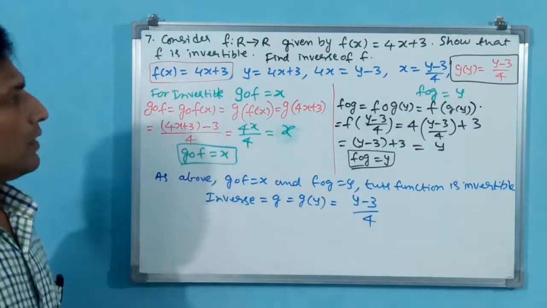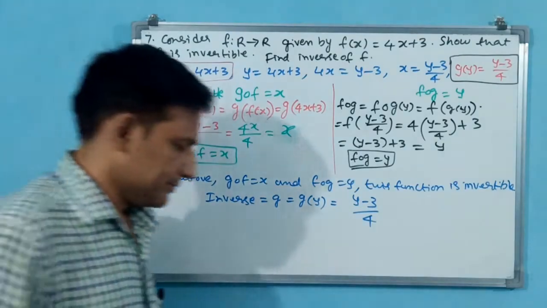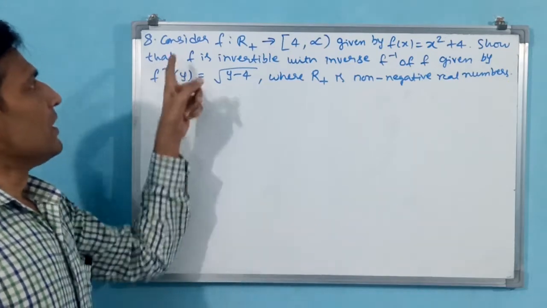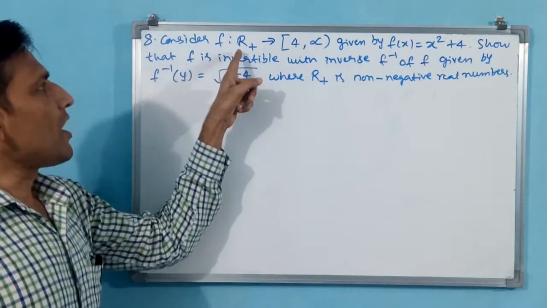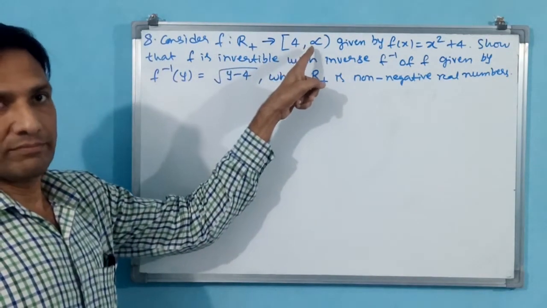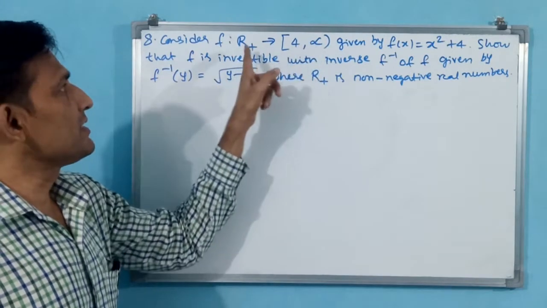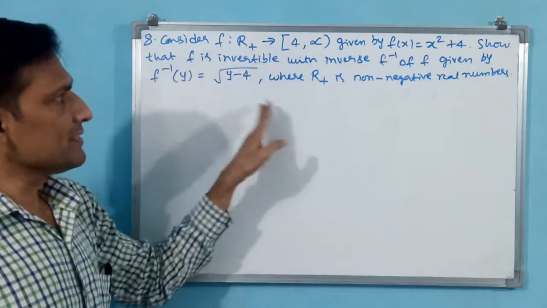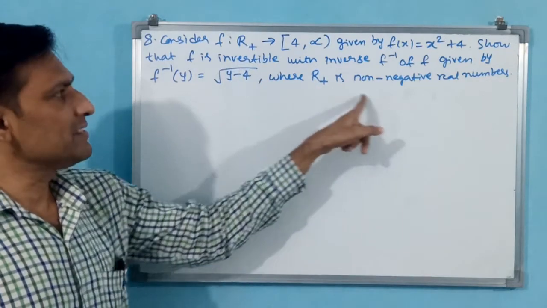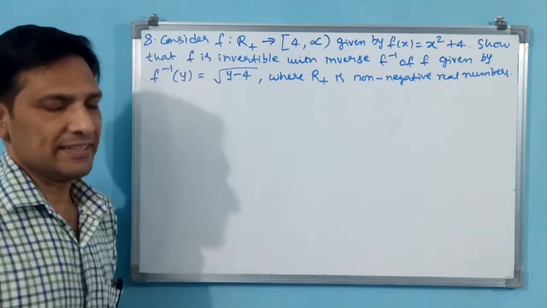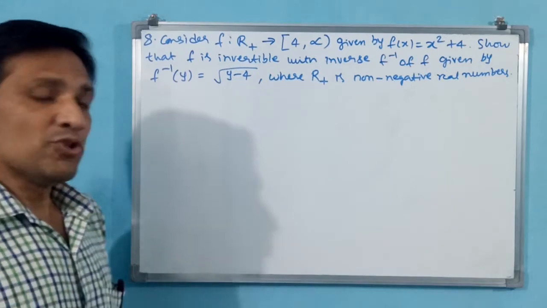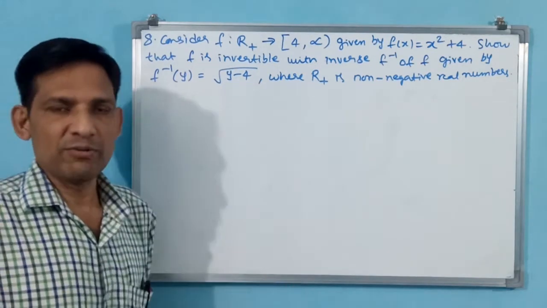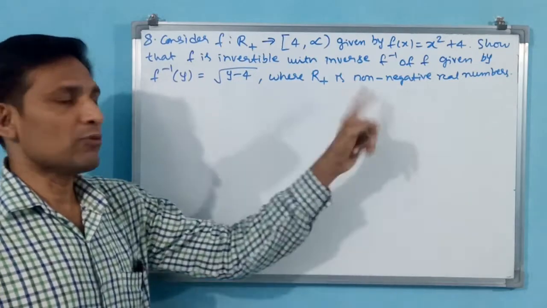Okay. Let us go for the 8th question. Consider f from R plus to 4 to infinity. That means, see, this is the domain, this is the codomain. R plus is the set of non-negative real numbers, that means 0 also will come. Only negative numbers will not come. Non-negative, that's all.